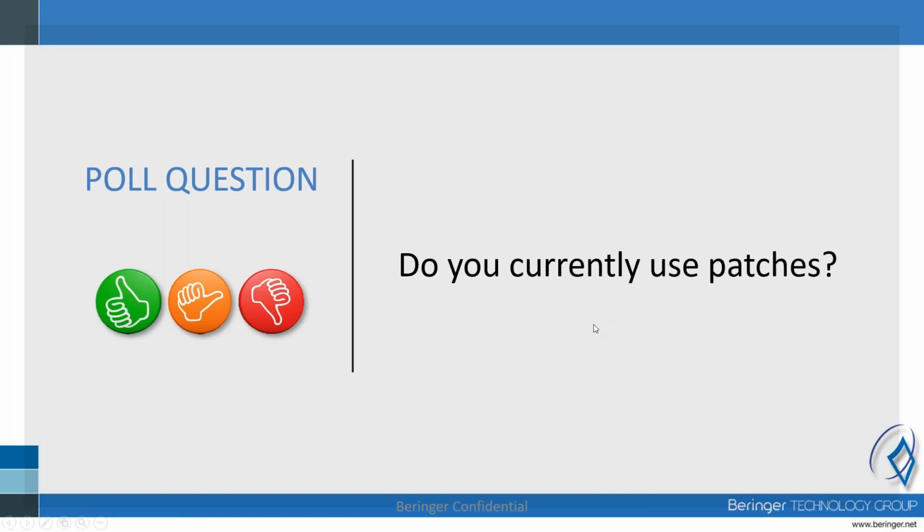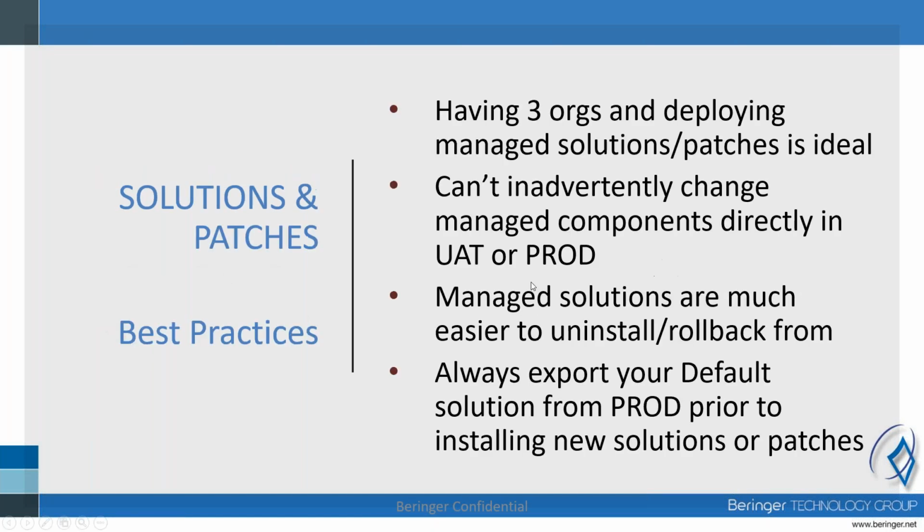Okay. So for the last part, I just want to outline some of the best practices surrounding using your solutions and patches. So again, having the 3 orgs and deploying managed solutions is ideal because you can't accidentally change anything directly in UAT or prod. And again, managed solutions are much easier to uninstall and roll back from. And you always want to export your default solution just as a backup from production prior to installing any new solutions or patches.